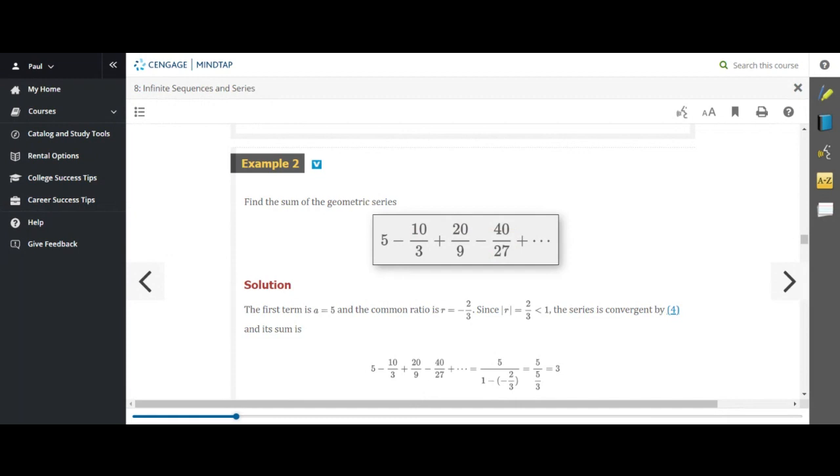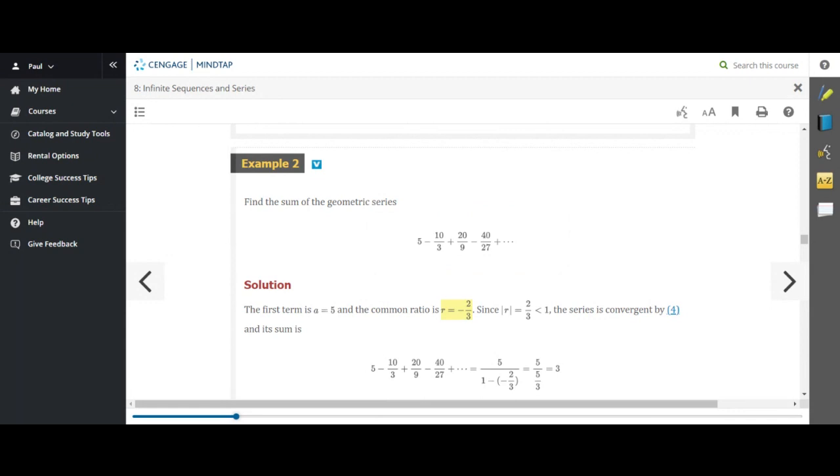So if this is a geometric series, there must be a common ratio. Well, it turns out that the common ratio is r equals negative 2/3. You could take negative 10/3 and divide it by 5, and you'll get negative 2/3. You can take 20/9, the third term of the series, and divide by the second term, negative 10/3, and get negative 2/3. But sometimes it's easier to do this.